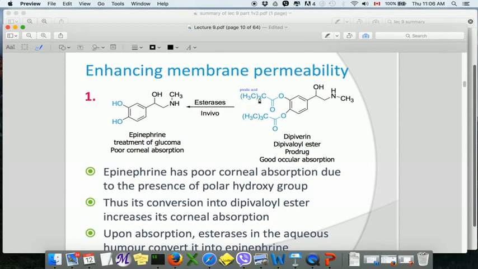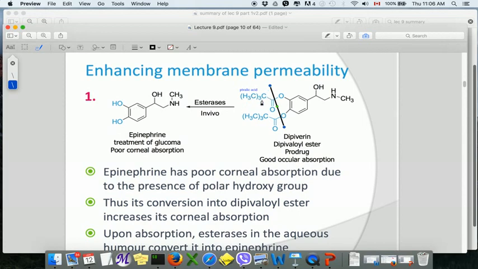The pivalic acid esters are very lipophilic because they have a carbon, and each carbon is attached to three methyl groups. So when it passes the membrane, it will then break from here, and then the epinephrine will be released. You see the idea?